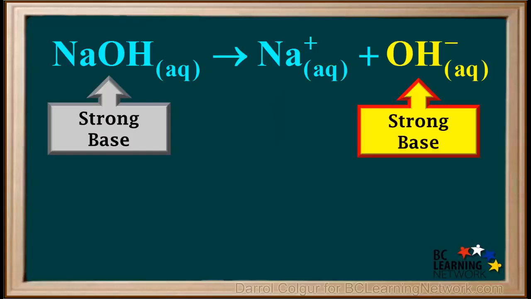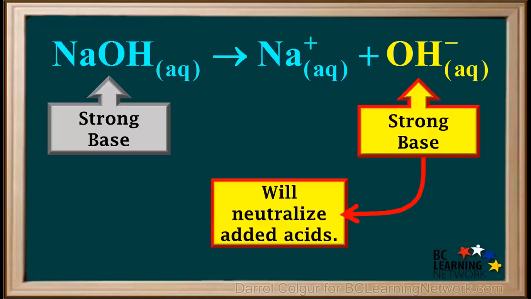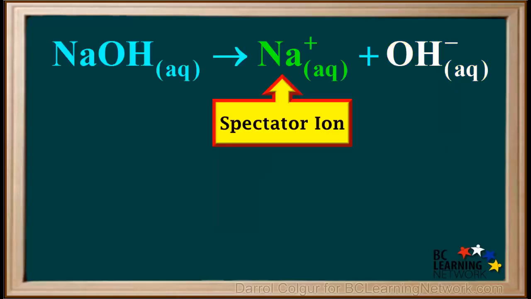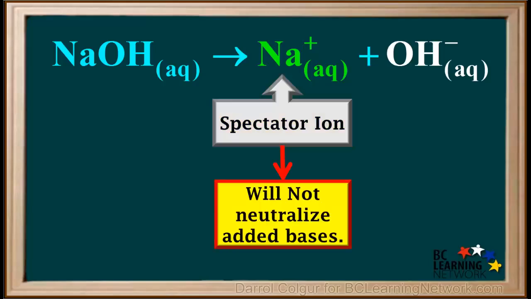OH- is considered to be a strong base. A strong base is able to neutralize added acids. The conjugate acid of OH- is just water, so there is no such thing as the salt of the conjugate acid of a strong base. Strong bases are hydroxides of group 1 or alkali metals, and group 2 are alkaline earths. The cation of a strong base will always be a neutral spectator ion. In this case, it's the Na+ ion. Since they are spectators, cations of strong bases are not able to neutralize any added bases.